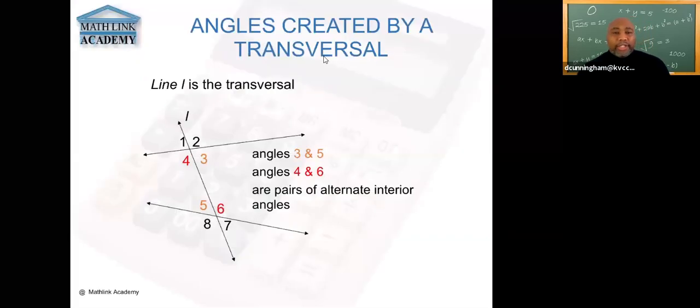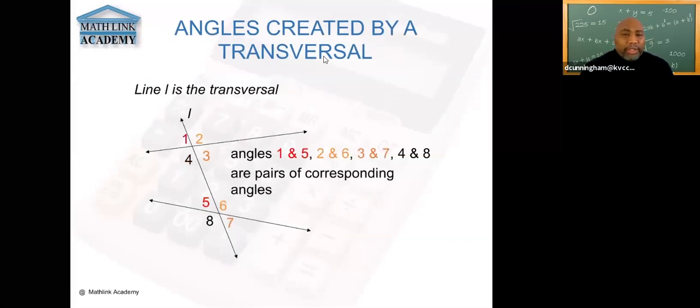So looking at our slide, going back to the slide again, we have two lines, and L goes across, or intersects, those two lines, and is our transversal line. And notice 4 and 6, they're called alternate interior angles, and 3 and 5 are also alternate interior angles.